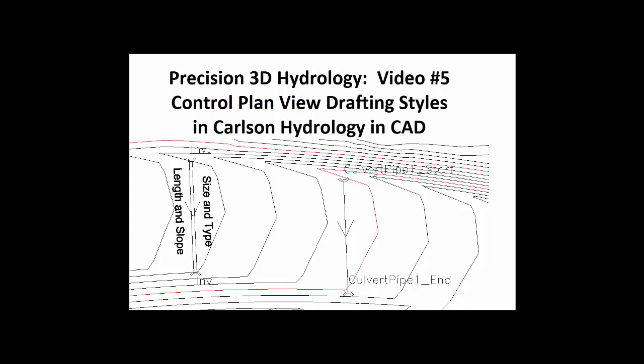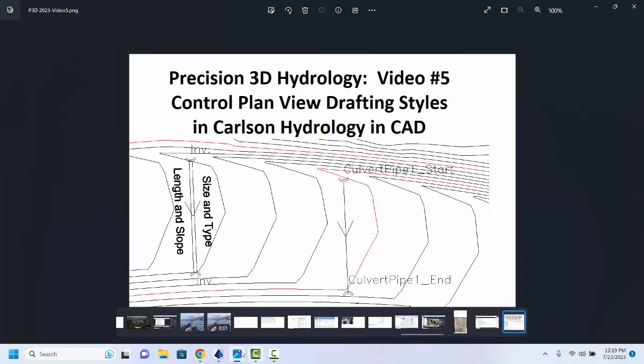Video 5 deals with how to alter your plan view label settings so you go from the default, as you see here on the right, to something more descriptive as seen here on the left. Now we'll show you how to do that.